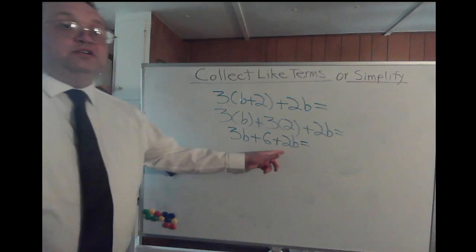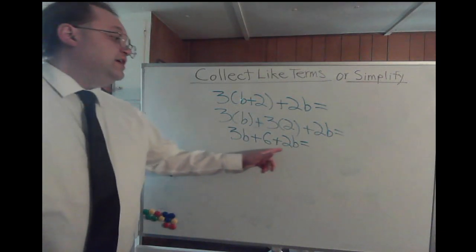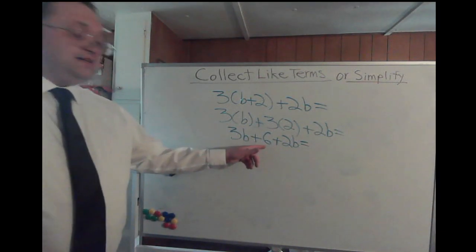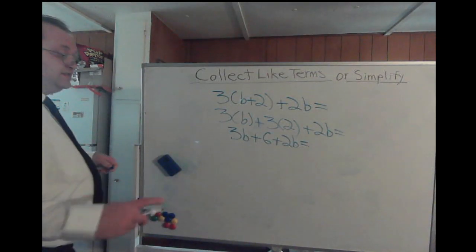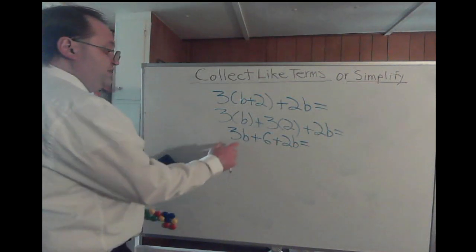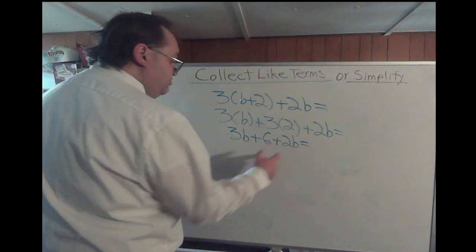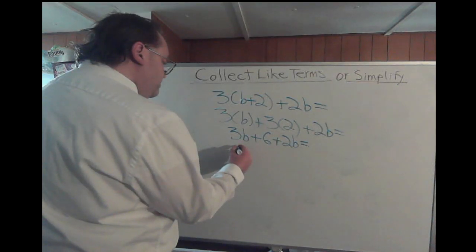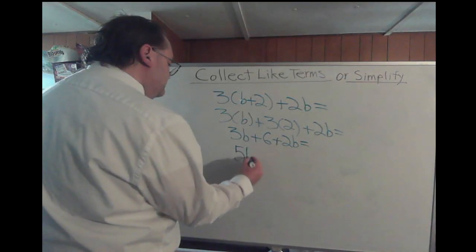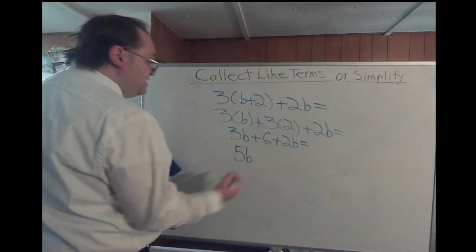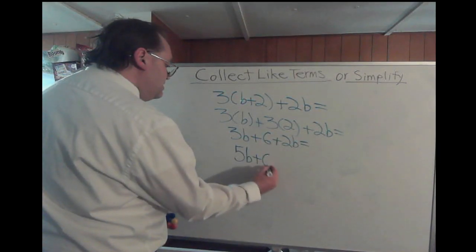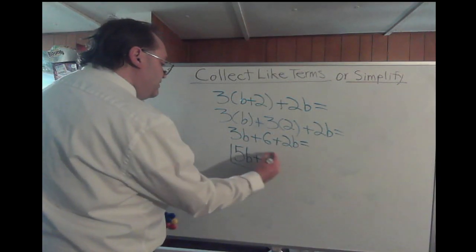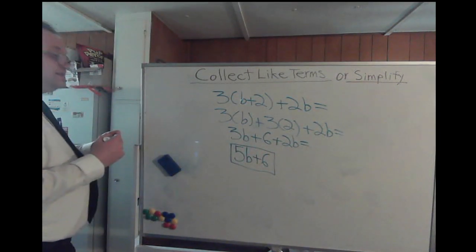3b and 2b are like terms because they both contain the variable b. 6 is a constant, so that's going to hang out on its own. So now we'll just add the coefficients of 3b and 2b. You'll get 5b because the variable stays, and then you just have that constant 6. So the answer we're looking for here is 5b plus 6.